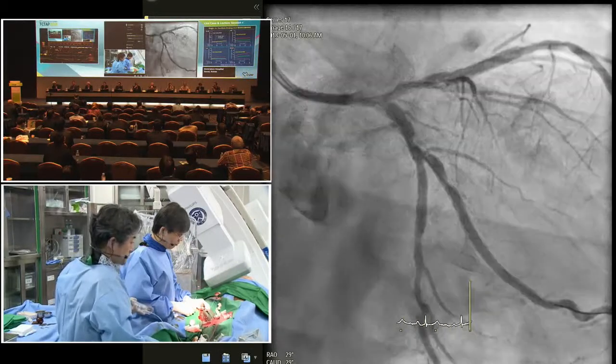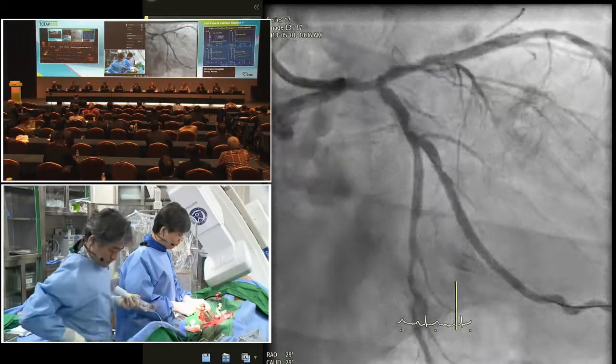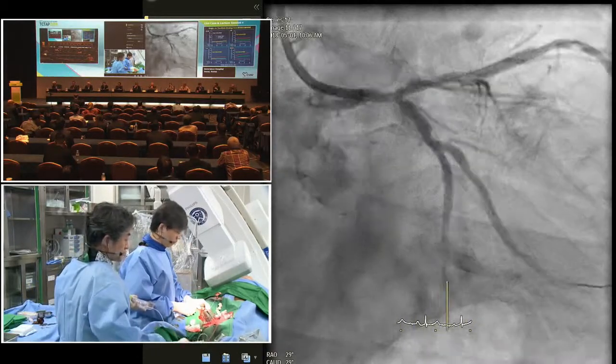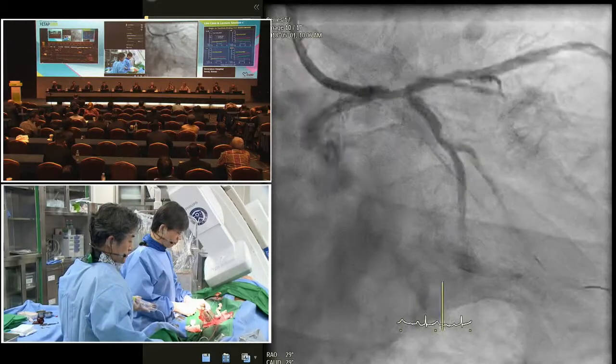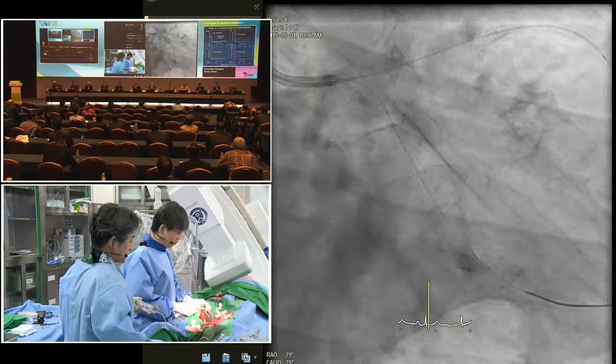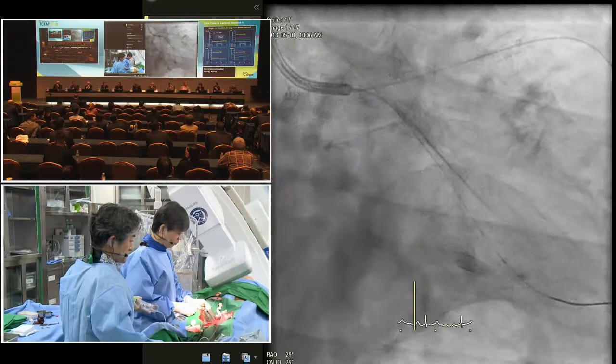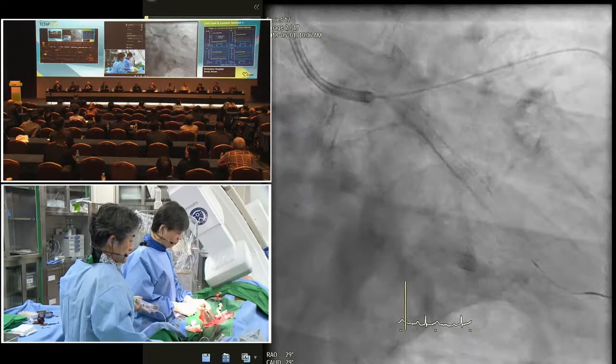Would anybody like any functional assessment of those lesions with an iFR, just to see which is the most significant, or if there's any which is not significant? Well, it's hard when you have a left main that is diseased, so it's going to be significant.